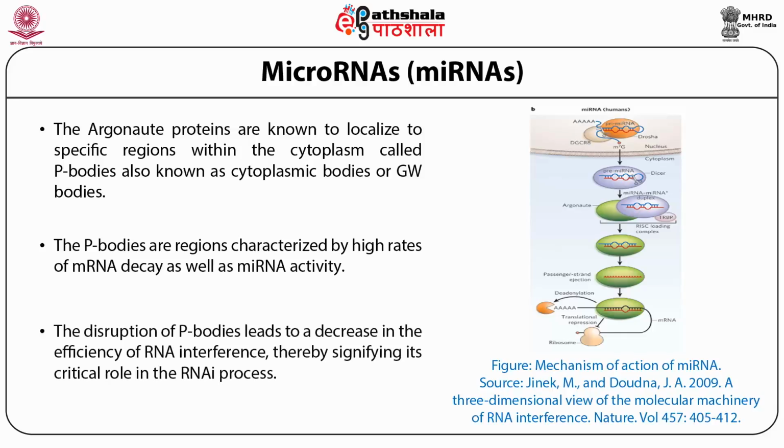Any kind of disruption of these P bodies leads to a decrease in the efficiency of RNA interference, thereby signifying its critical role in the RNA interference process. The PIWI-interacting RNAs, or the piRNAs, are a third class of molecules that mediate RNA interference and are 24 to 31 nucleotides long. Their main function is to silence transposons in animal germ cells.